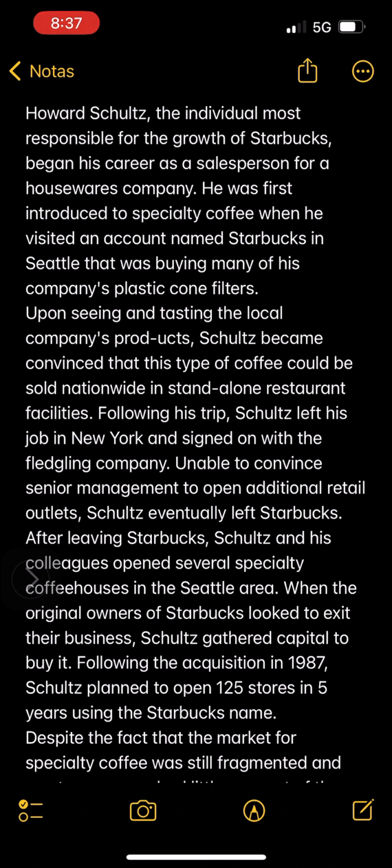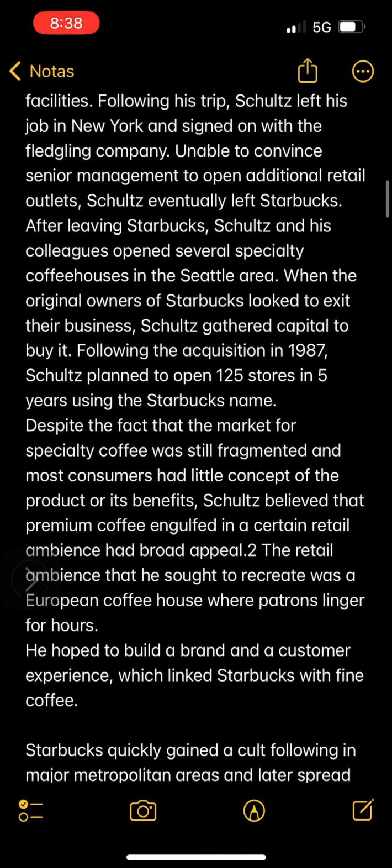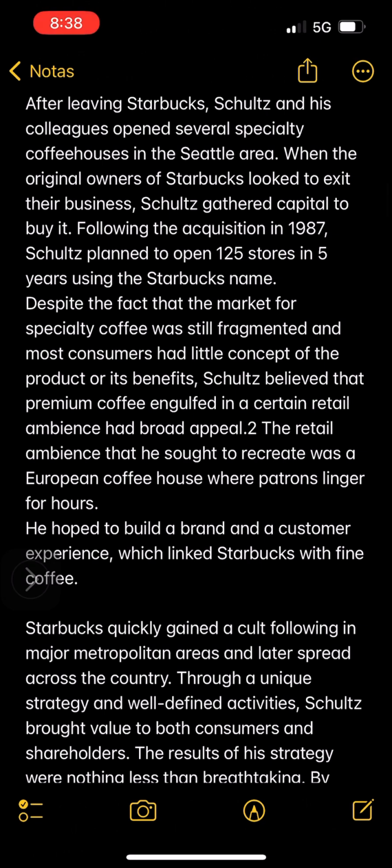Following his trip, Schultz left his job in New York and signed on with the fledgling company. Unable to convince senior management to open additional retail outlets, Schultz eventually left Starbucks. After leaving Starbucks, Schultz and his colleagues opened several specialty coffee houses in the Seattle area. When the original owners of Starbucks looked to exit their business, Schultz gathered capital to buy it. Following the acquisition in 1987, Schultz planned to open 125 stores in 5 years using the Starbucks name.